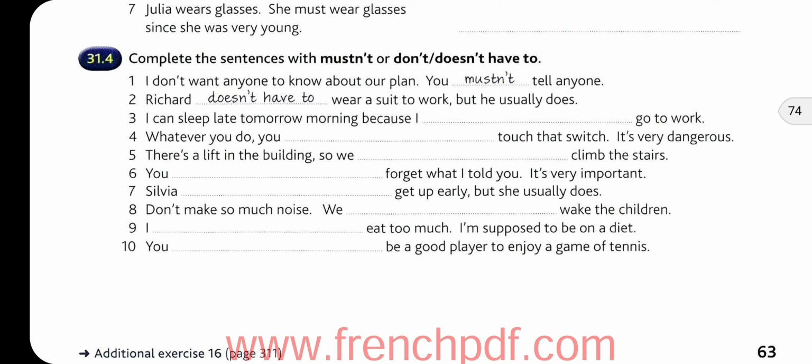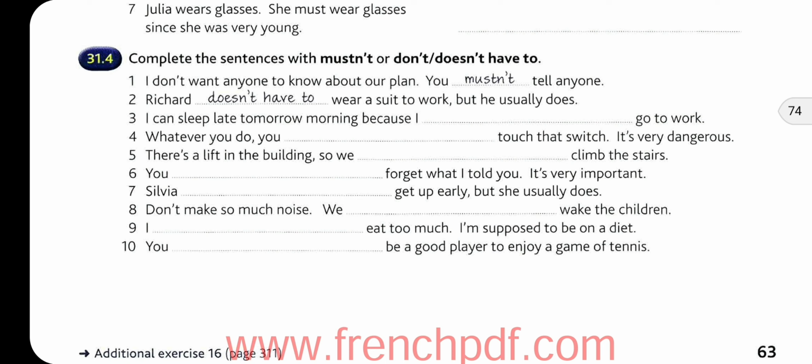هذه الحالة number 3: I can sleep late tomorrow morning because I go to work. هنا أنا إذا يعبر عن يعني أكو بها مجال إنه مثلا I can sleep late tomorrow أقدر أنام متأخر الوقت يعني متأخر في صباح غد. ليش؟ because I don't have to go to work. أنا مخير يعني إنه أذهب للعمل أو ما أذهب because I don't have to go to work.